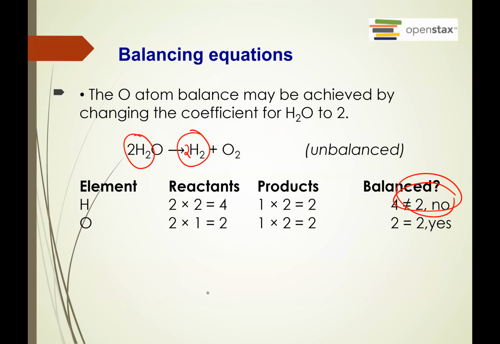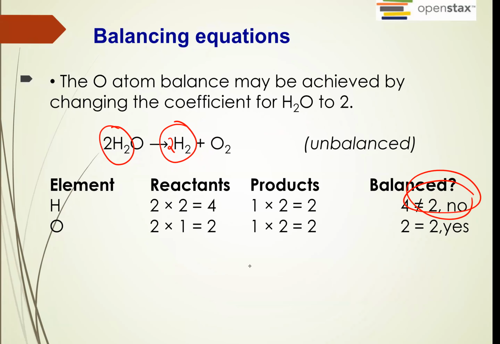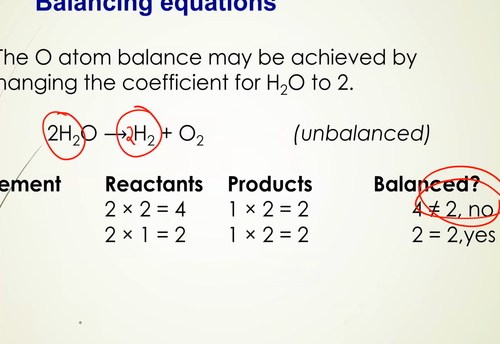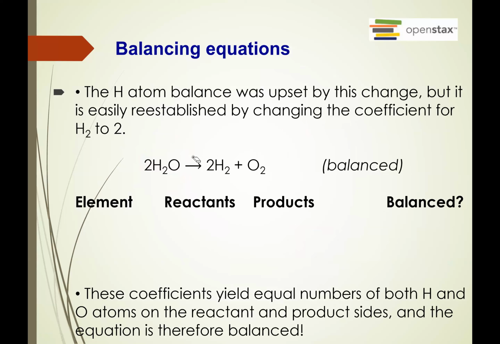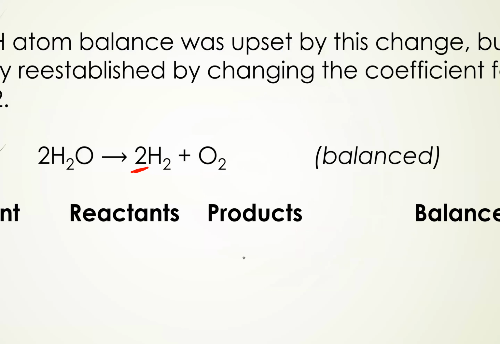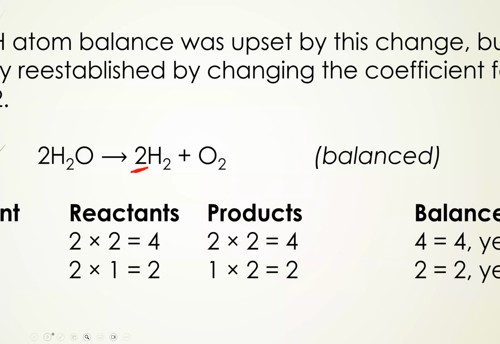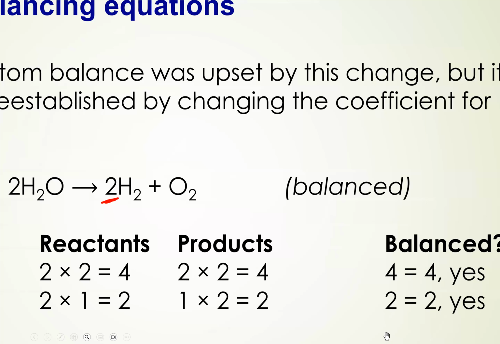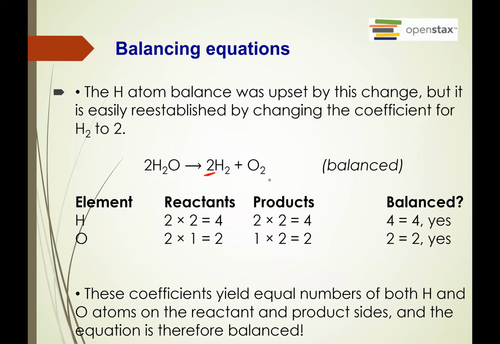And so now when we look at it, it is balanced. So we added this 2. When we look at our hydrogens here, now we have 4 hydrogens in the reactants and 4 hydrogens in the product. So now it is balanced. And we didn't mess up our oxygen, so that's good.